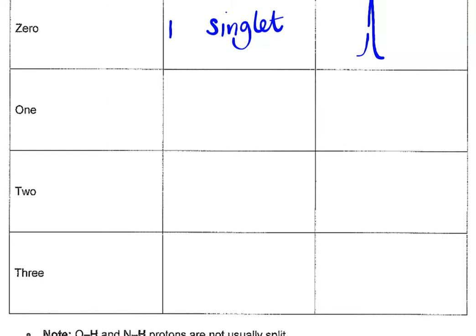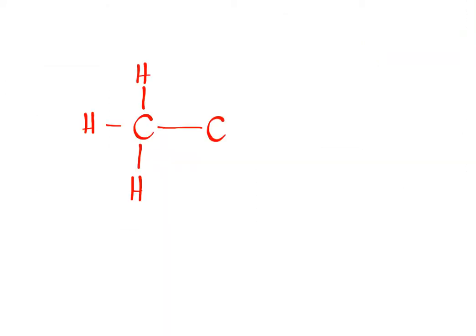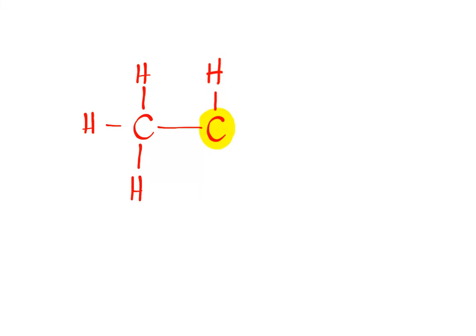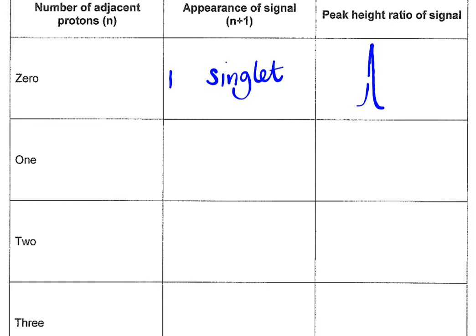So moving on to one adjacent proton. Again, I've put a methyl group down, and here's our adjacent carbon atom, and we want one proton on that adjacent carbon atom, so we could perhaps make that a chlorine. So the number of adjacent protons there was 1, so n+1 means that of course we've got 2, and this signal will appear as a doublet, which will look like that, and those twin peaks are in a 1:1 ratio.